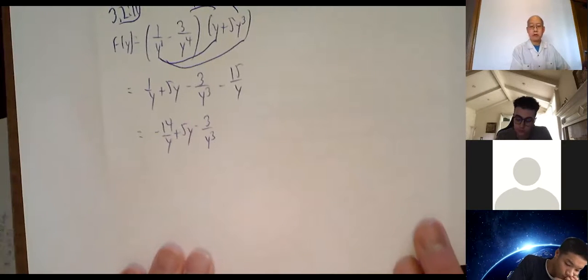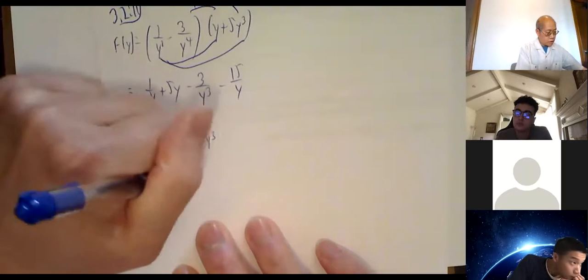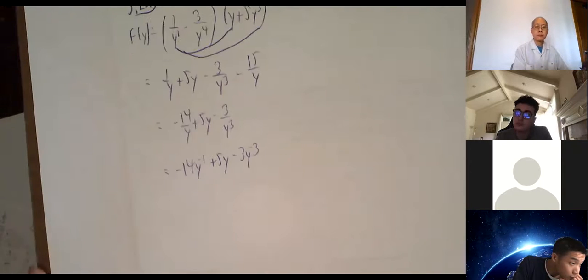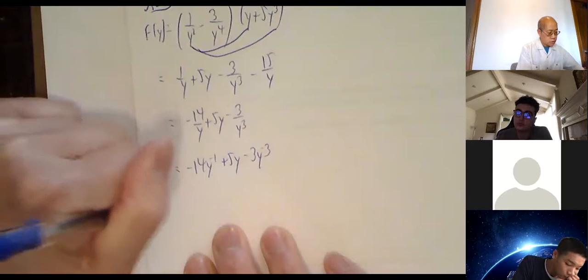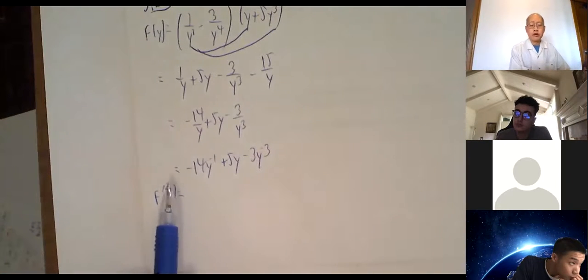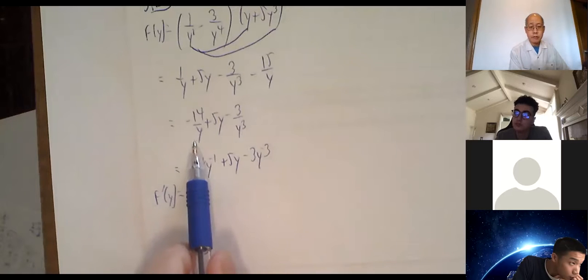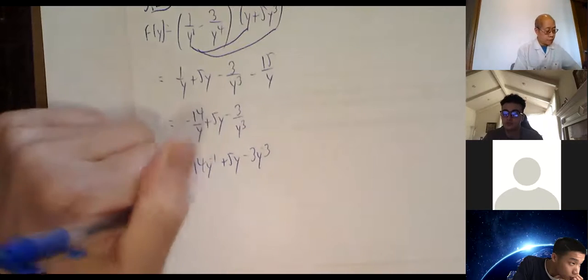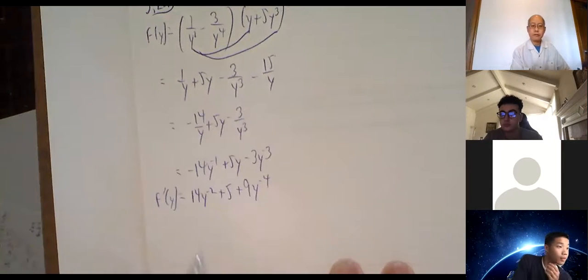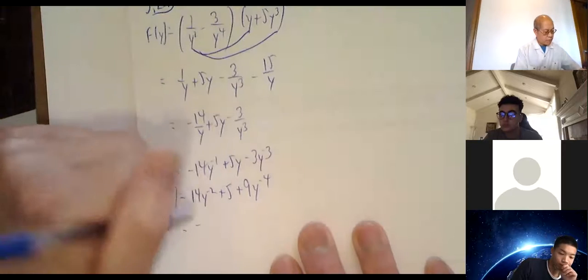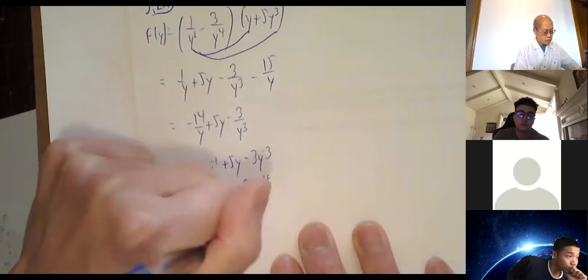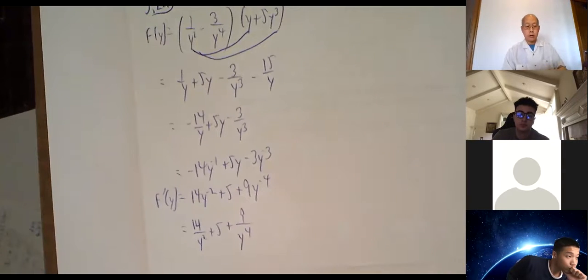All right, so it's pretty much just going to be the power rule. So negative 14y to the negative 1 plus 5y minus 3y to the negative third. Remember, in order for you to use the power rule, you can't have the variables in the denominator. We don't know how to differentiate 1 over f of x or f of y. So this would be 14y to the negative 2 plus 5 plus 9y to the negative 4. And, whoops, positive 14 over y squared plus 5 plus 9 over y to the 4th.